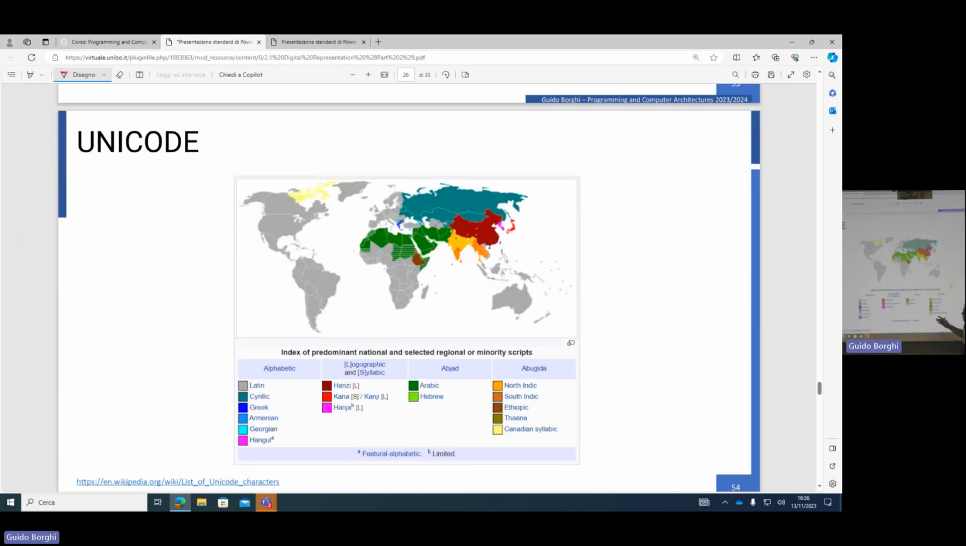And also, as you can see here, Latin is one of the most used representation languages in the world, so it is okay for English, and that's why Latin is used in English-based countries. But for example, as you can see here, there are many other countries that need specific alphabets, specific accents, specific characters that we have to take into account in our representation.